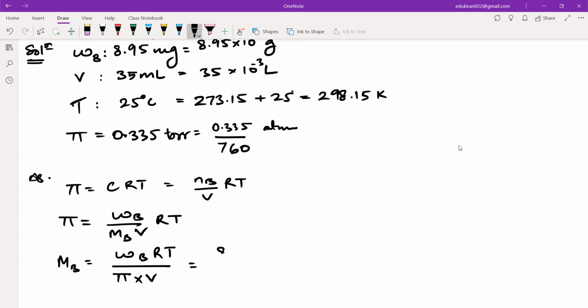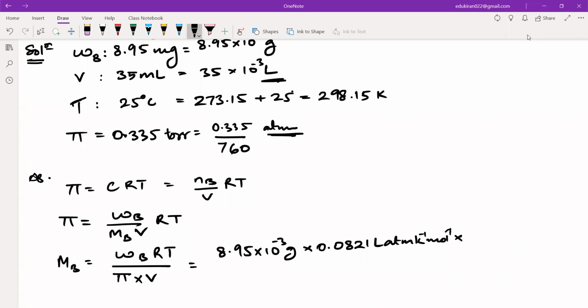Now, WB is equal to 8.95 into 10 to the power minus 3 grams multiplied by R. What should be the value of R? We have volume in liters and pressure as ATM. It is not 8.314, that is for joule per Kelvin per mole. If you have liter ATM, it will be 0.0821 liter ATM per Kelvin per mole.